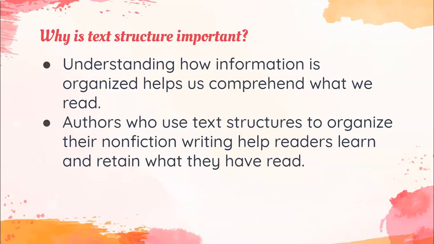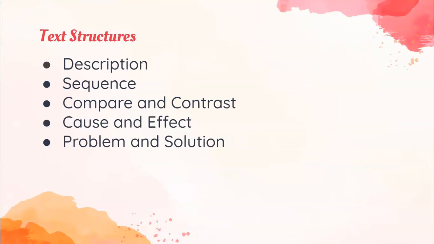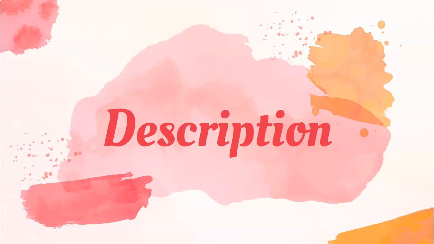Okay, so the biggest thing of why text structure is important, guys, is that it helps us comprehend what we are reading, and it helps us learn and retain what we have read. Okay, and so we talked about how there are 5 different text structures: description, sequence, compare and contrast, cause and effect, problem and solution. And so yesterday we talked about description. I want you to take a moment to remember what you learned about description text structure. So take about a minute.